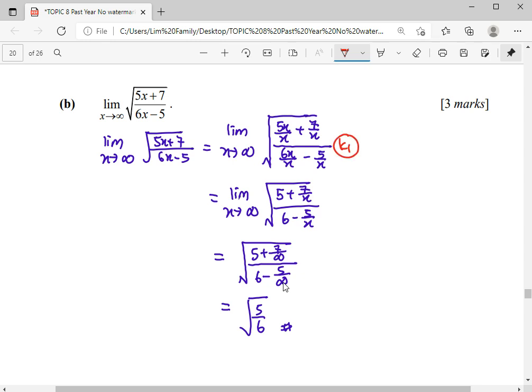So you can see here, when we have IDF for a limit at a point and IDF for a limit at infinity, their solving methods will be different.